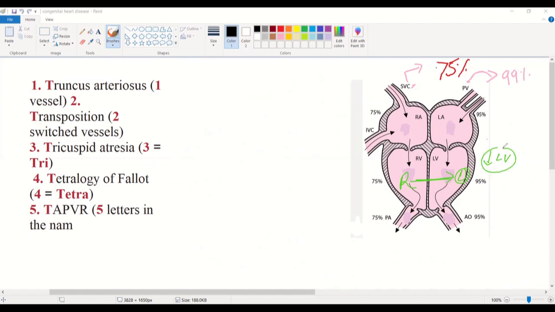Do you know any other pathology that will decrease oxygen saturation in the left ventricle? We already discussed. Yes, if you have an atrial septal defect with right to left shunt, Eisenmenger syndrome. Okay, so how will you differentiate Eisenmenger syndrome from tetralogy of Fallot?